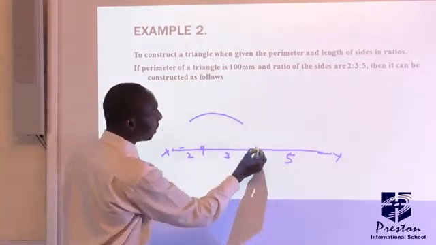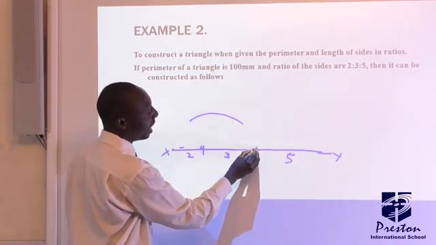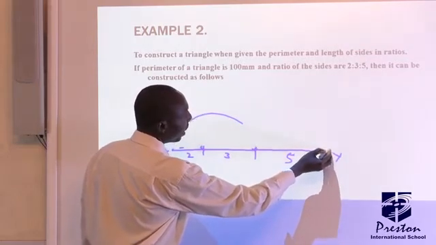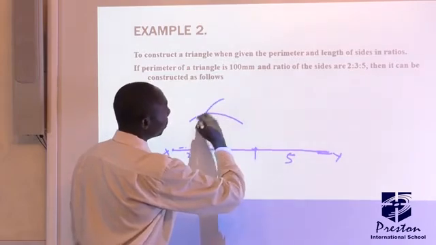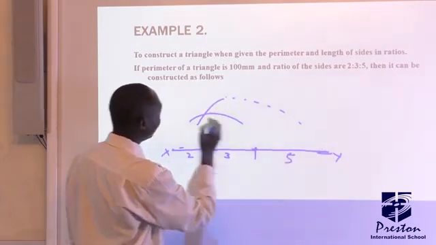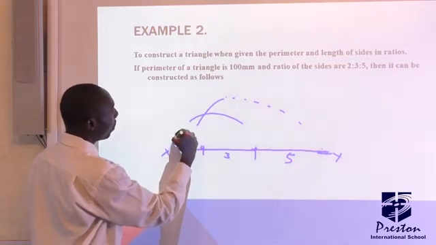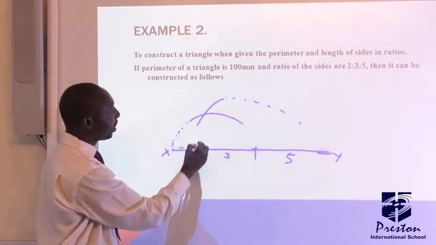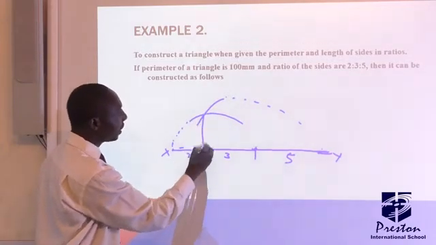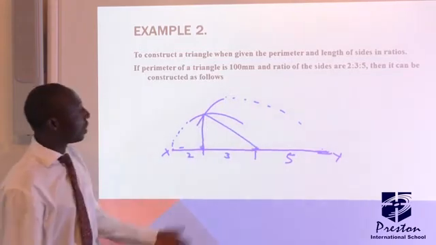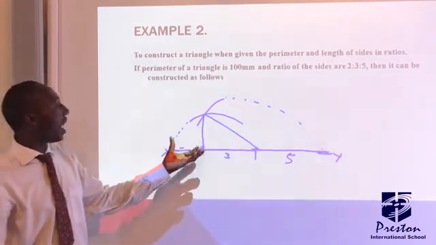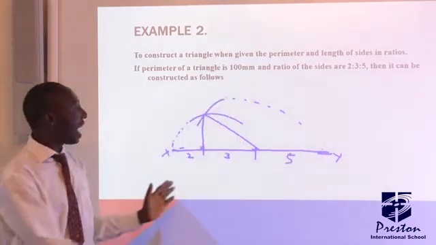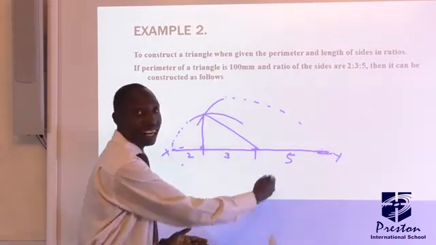Then, making this point, the fifth point, the center, you measure this length with your compass and draw another arc to cut it. So this arc will go something like this, and this arc will move something like this. They intersect at this point. So this is the point of intersection. Then you join this one to this and this one to this. With this, you are able to construct a triangle where you are given the perimeter, like XY here, our perimeter of 100, divided in ratio 2, 3, and 5.